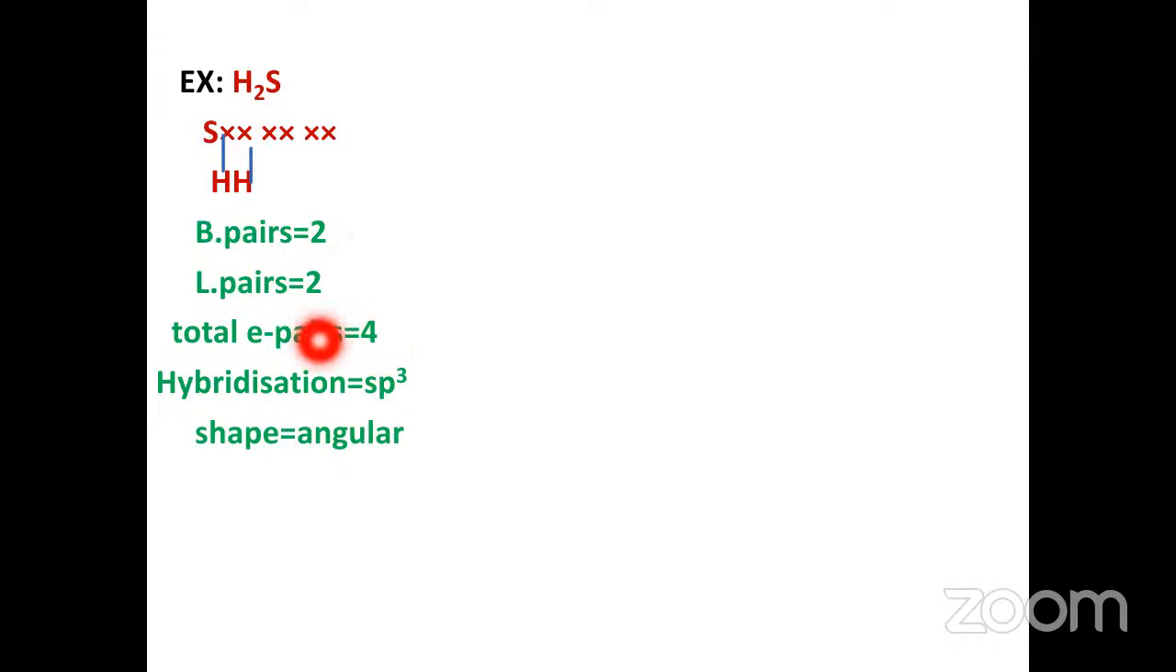If the total electron pairs are 4, then that molecule exhibits sp3 hybridization. The sp3 hybridization shape is tetrahedral, but it has 2 lone pairs, so according to VSEPR theory, the shape is angular.